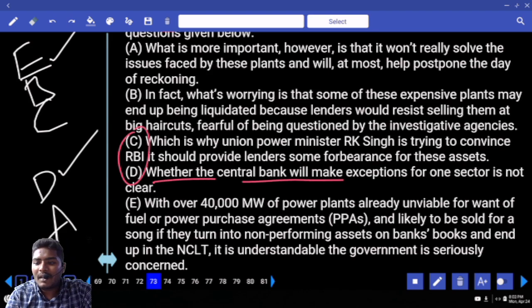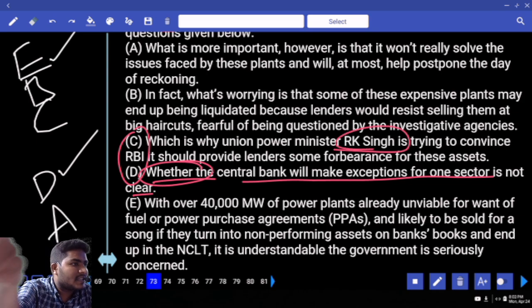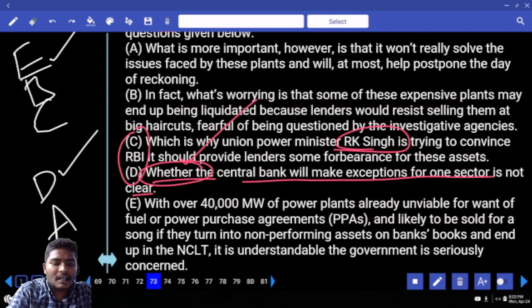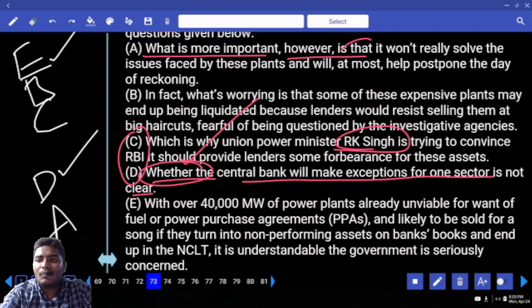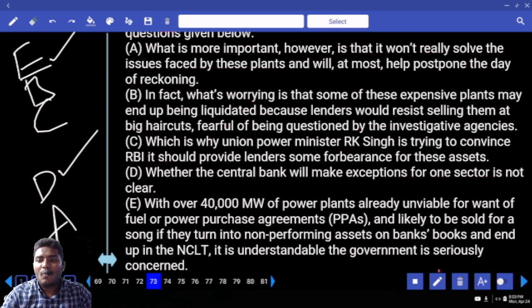Whether the central bank will make exceptions for one sector is not clear. See, this fellow has come and asked the central bank. He has requested, please change some rule. Now whether the central bank will change the rule or not, is it clear? It is not clear. What is more important is that it won't really solve the issues faced by these plants and will at most help postpone the day of reckoning. What will postpone the day of reckoning here? The central bank. They are not clear whether it will agree to his conditions, but they have one thing in their hand: they can at least postpone the day when they will go for this selling.